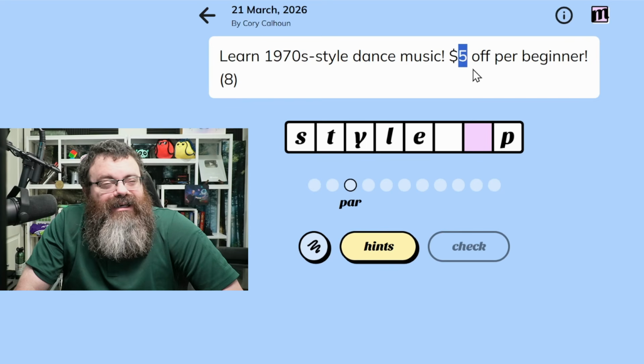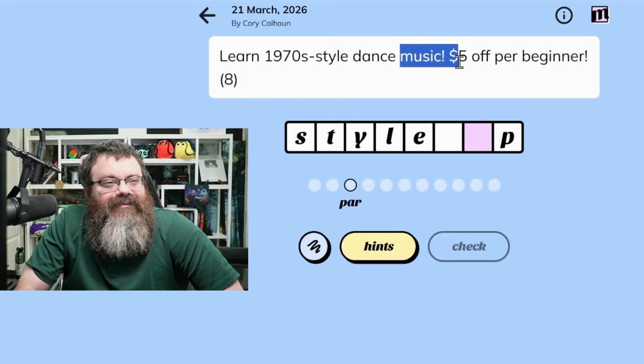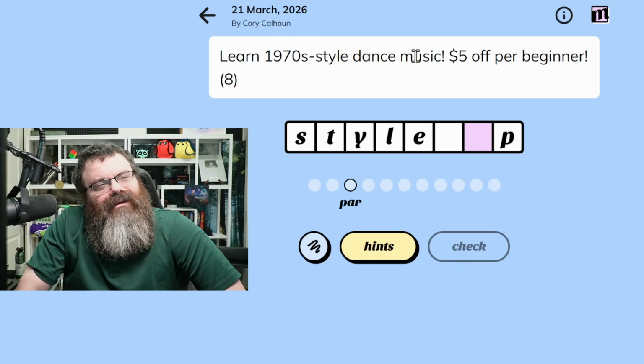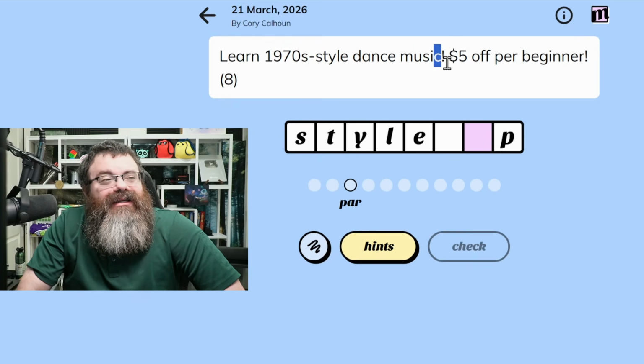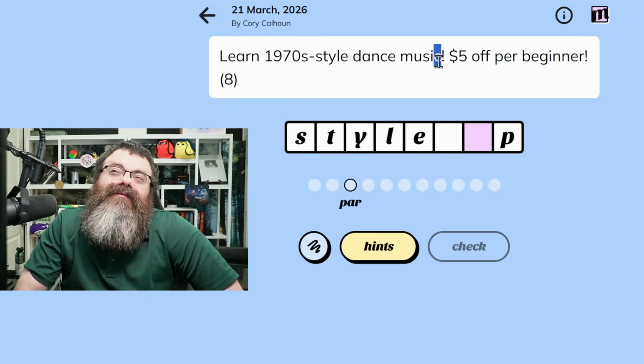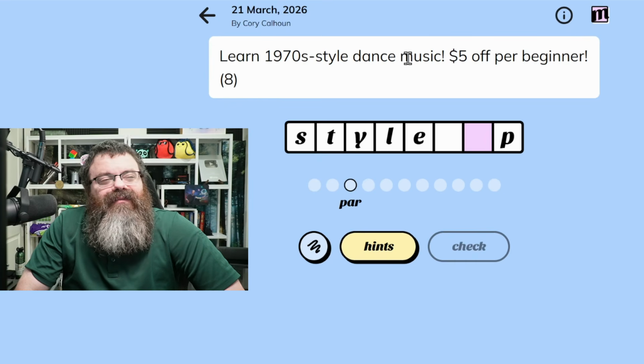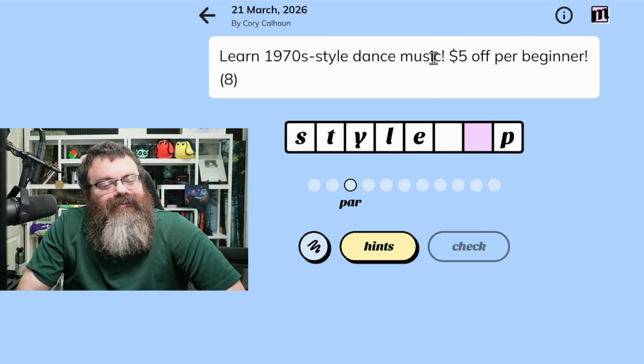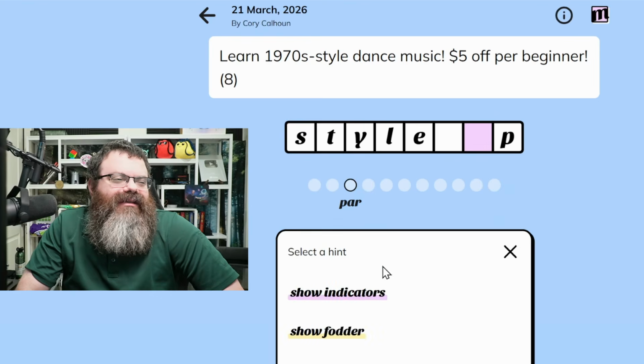So if this was a V, I don't really know what we'd do with that because we can't remove a V from anything. But I see US here, like the US dollar. But C is 500, I think. And then M is 1,000. I'm going to have to grab a hint. Let's just start with the indicators.